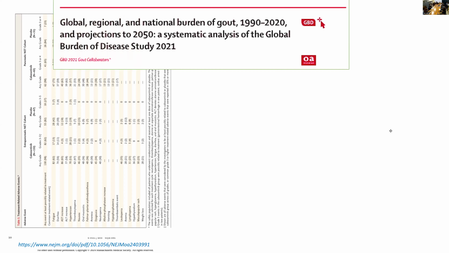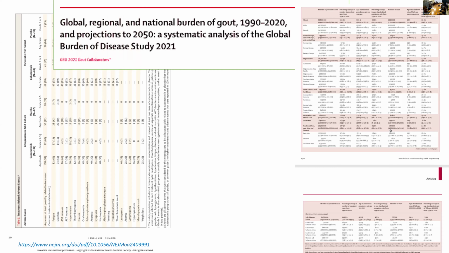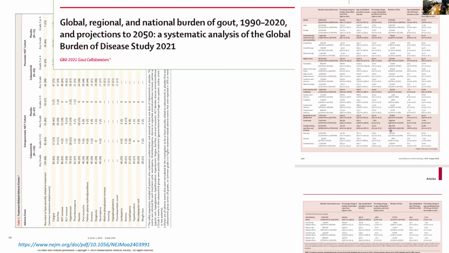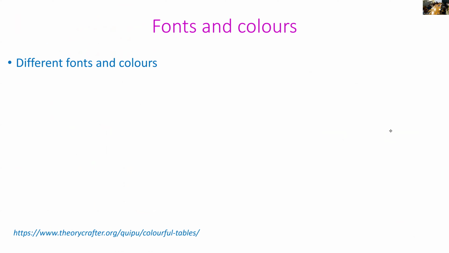This is another one, global burden of gout. This is in Lancet. They like portrait mode. So the single table is going on into many pages. So then you'll be going on reading this way. So you have to decide which one, landscape or portrait mode, is better. The general guideline is landscape is discouraged, but NEJM seems to like large tables in landscape mode. Lancet seems to like portrait mode.